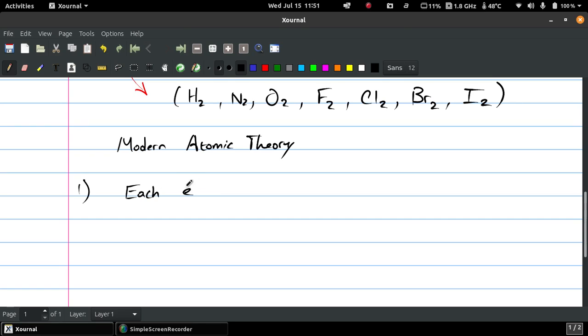So each element is composed of tiny particles called atoms.